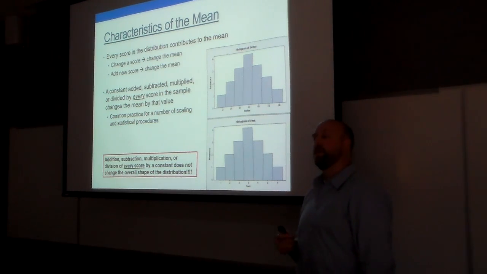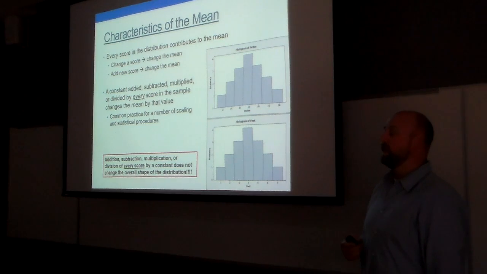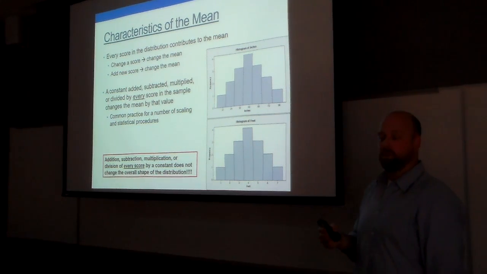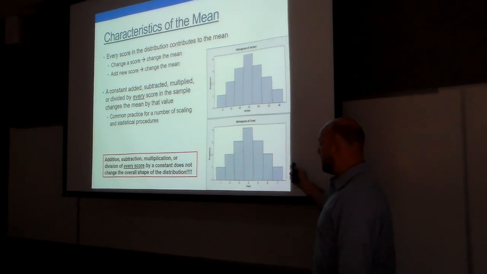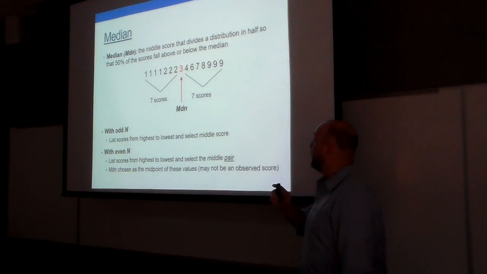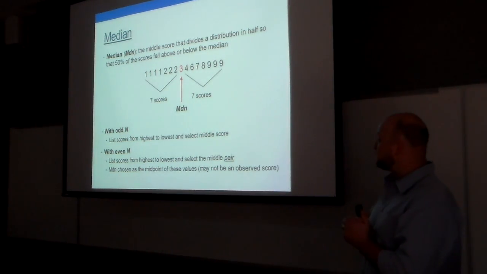Now, if we start using nonlinear functions, then we get transforms that we use to change the shape of the data. But if all we're doing is adding, subtracting, multiplying, dividing every score in the distribution by a constant, shape stays the same. Okay. Questions on this? All right. Cool. So that's our mean.